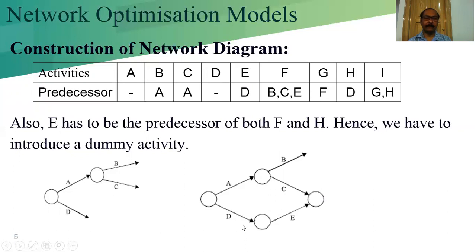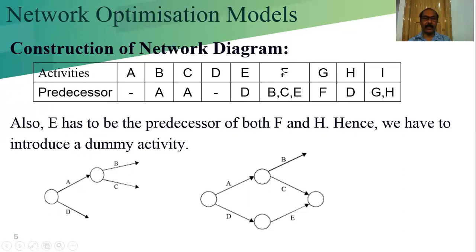Now, if I see H is also from the D, and F is from the B, C and E. That means one we can add here, if predecessor is B, C and E. So C and E we can consider, and for the dependency we have to add here one dummy activity for this case. This is already done.